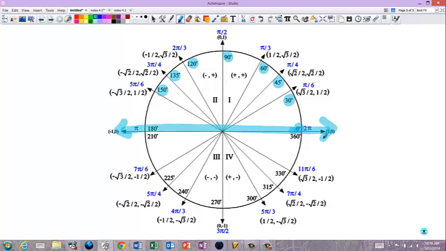180 degrees is halfway. And then this 210 on this one is in the wrong place. I can't keep counting around: 210, 225, 240, 270, 300, 315, 330, all the way back around to 360. 360 is the whole circle, 360 degrees.